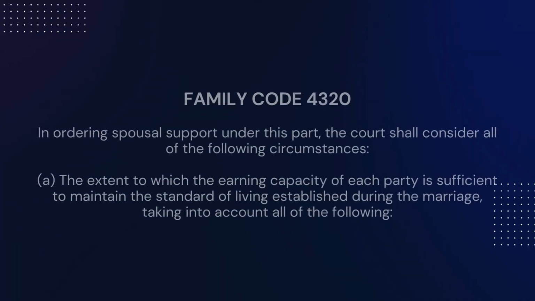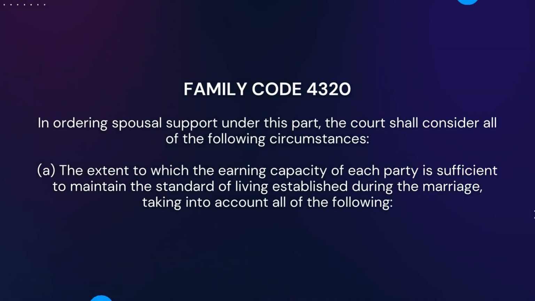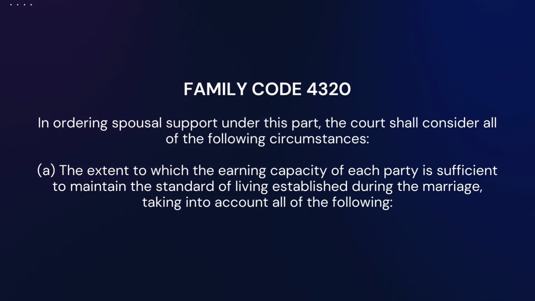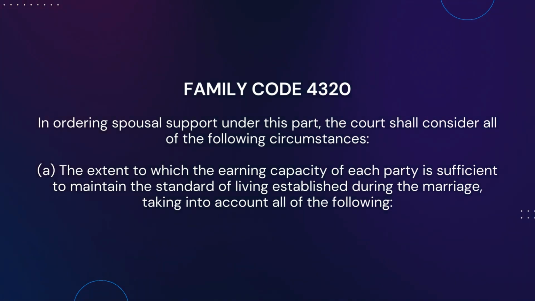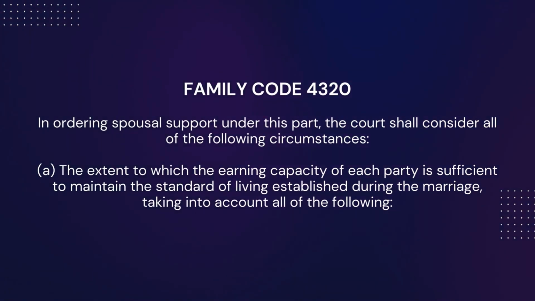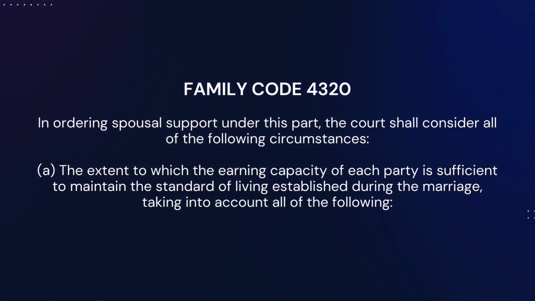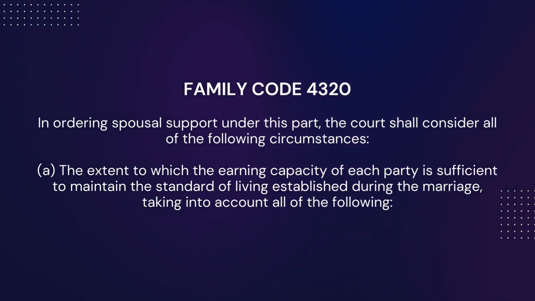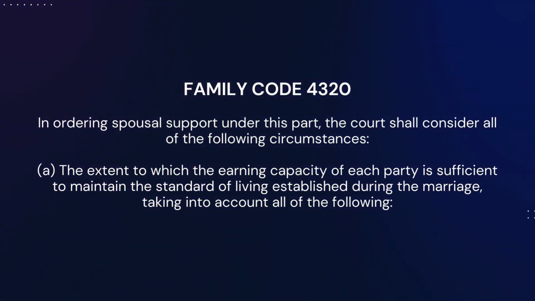This particular episode is going to discuss the marital standard of living and how that relates to Family Code Section 4320. So I want you to see the board here, Family Code Section 4320. In ordering spousal support under this part, the court shall consider all of the following. And the first thing it says under Section A is the extent to which the earning capacity of each party is sufficient to maintain the standard of living established during the marriage, taking into account all the following factors.